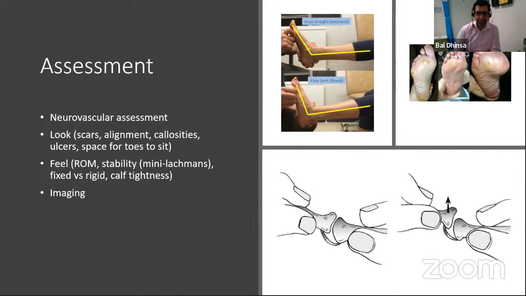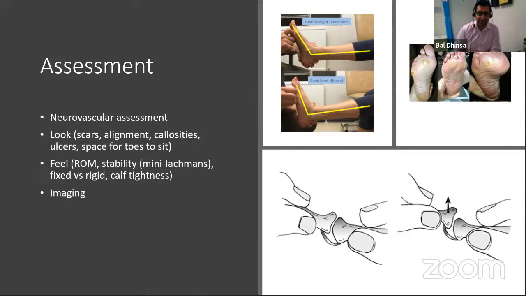So when you're looking, you're looking for scars, looking for hairy patches, you're looking at the alignment of the foot. Is it a cavoid foot? Is it a flat foot? Looking for plantar callosities on the sole of the foot, looking for any ulcerations. And also looking to, as I mentioned with hallux valgus, see if there's space for the lesser toes to sit down or if they're being squashed by the other toes, and that's why they're elevating.